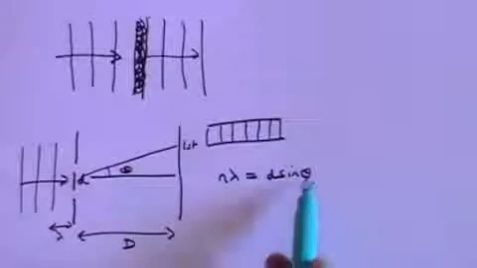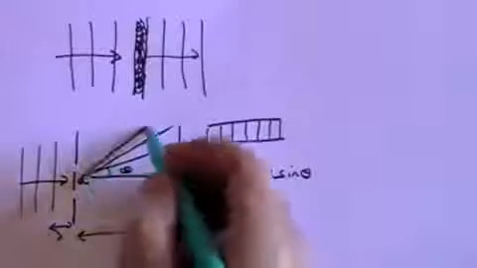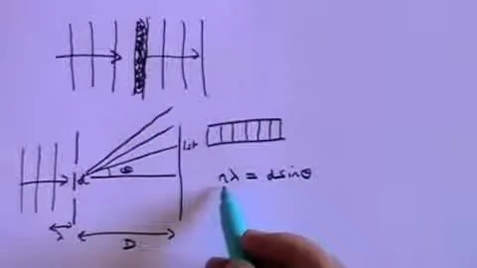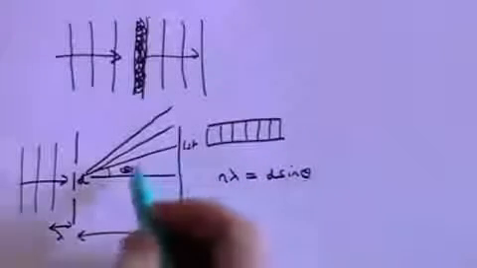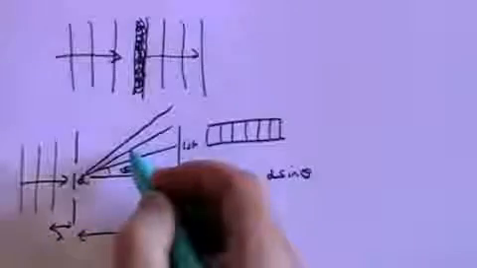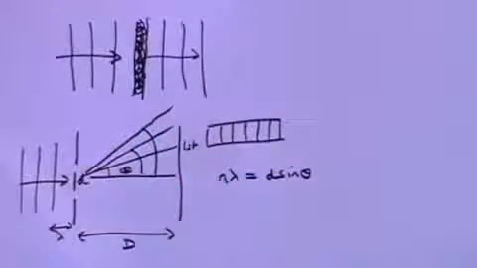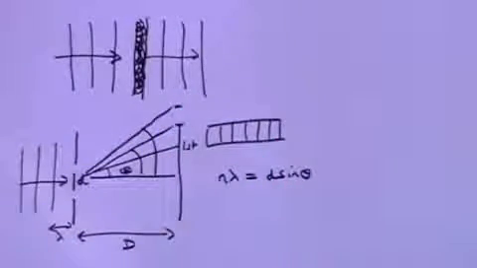And then you can have fringes all the way along, and theta will be different for different values of n. So for the first fringe, when n is 1, theta is this angle. When n is 2, theta is that angle. When n is 3, theta is that angle. And each of these points on the screen represent a light fringe.